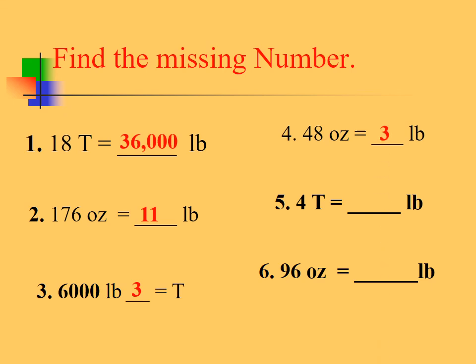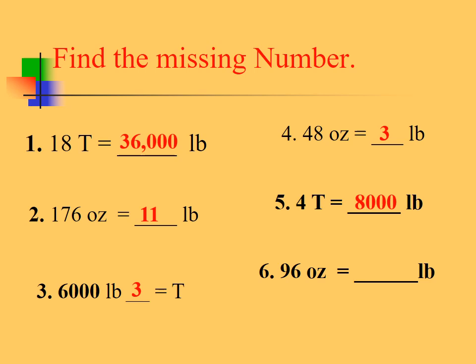Number 5, 4 tons equals blank pounds. So we're going from larger to smaller. And we have to find out how many pounds is equal to a ton. And we notice 2,000. So we said 4 times 2,000 equals 8,000. And the last one, 96 ounces equals blank pounds.